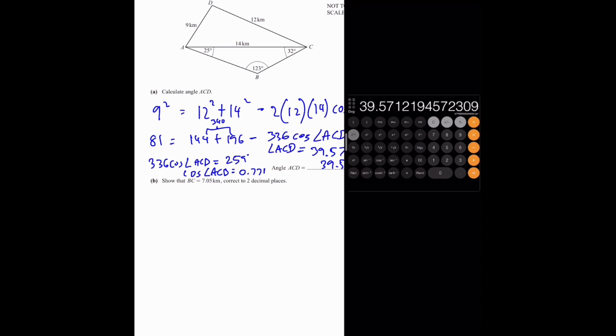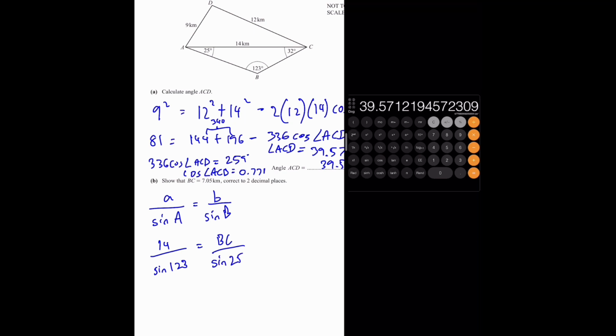B. Show that BC equals 7.05 kilometers. Correct to 2 decimal places. We know the sine rule also. The sine rule states that side A by sine A is equal to side B by sine B, which means side divided by the sine of the angle opposite that side. That means that 14 by sine 123 is equal to the side BC by the opposite angle, which is sine 25.